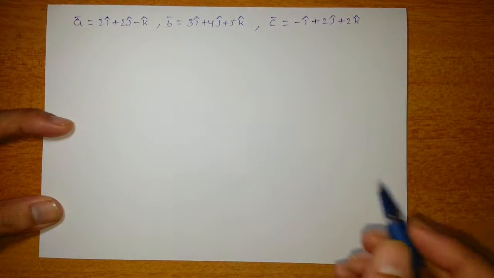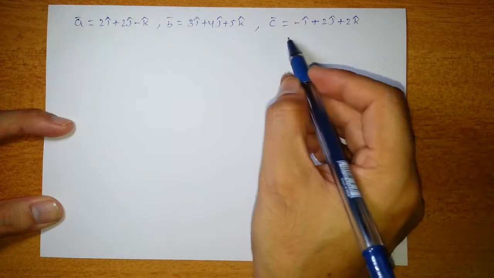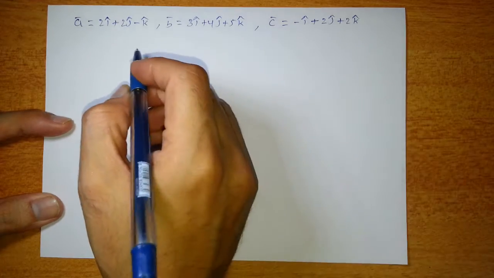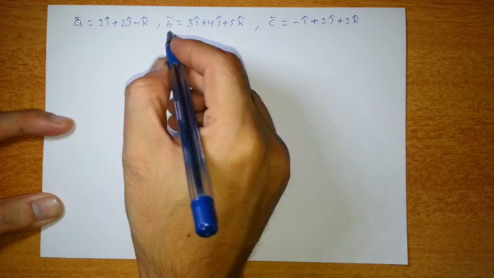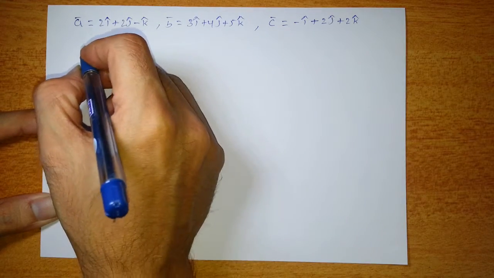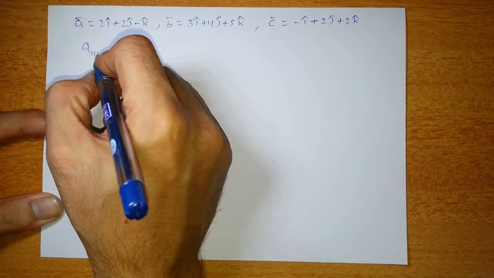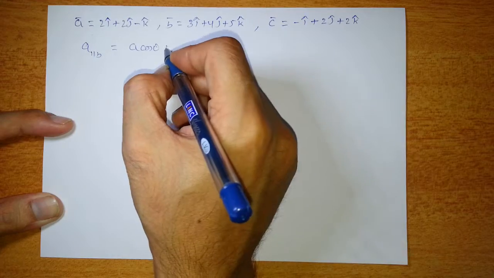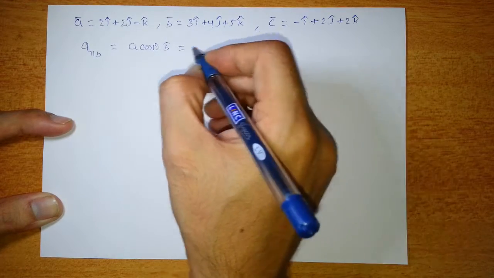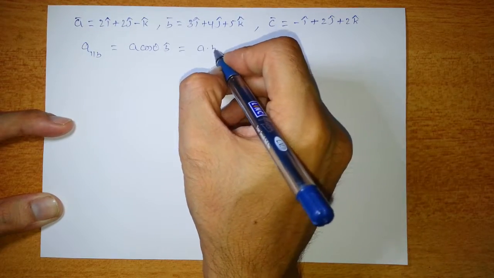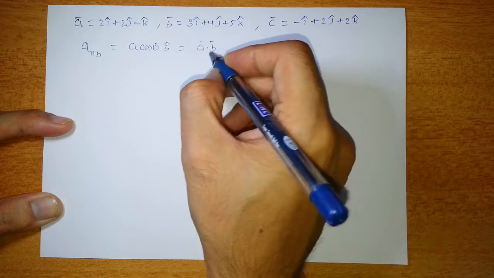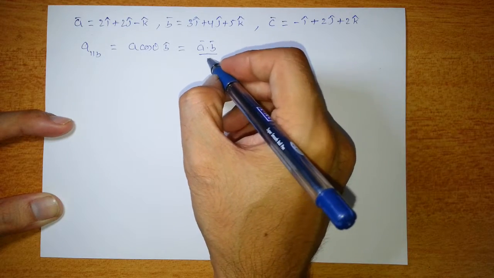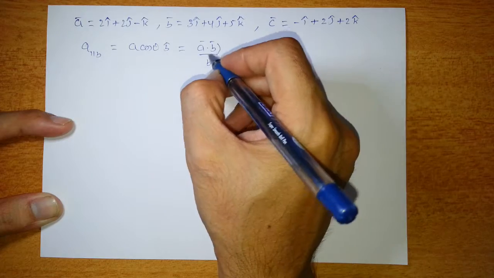Let's take a few more examples. In this, these are the three given vectors. We have to find the component of A parallel to B. Component of A parallel to B is nothing but A cos theta B cap again. So how do we get A cos theta? Using the dot product, as the vectors are in vector form. So this method is by far better.